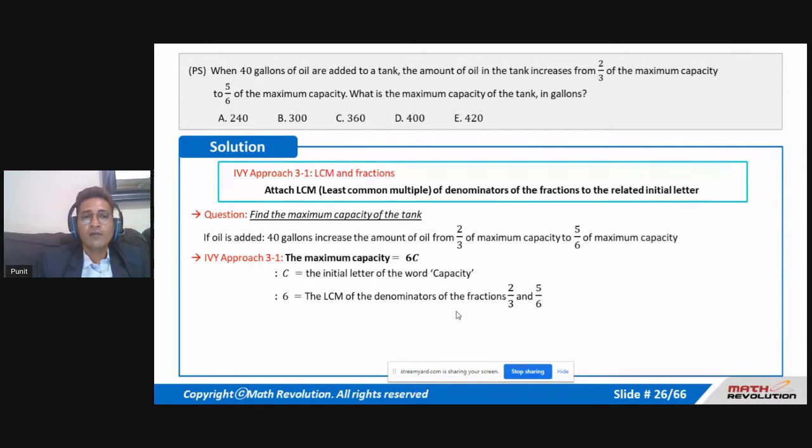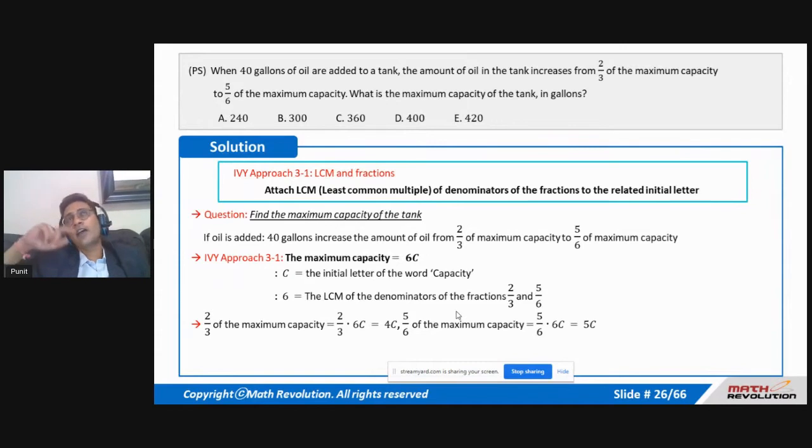Out of this 6C, C is the initial word, capacity, and 6 is the LCM of the denominators. Where it says two-thirds of its maximum capacity, that means 2 over 3 times 6C. Now if I ask you what 2 over 3 times y is, you will say 2y over 3, so your y is still there. But if I say two-thirds of 6C, you can directly answer that it becomes 4C. And 5/6 of the maximum capacity becomes 5C.